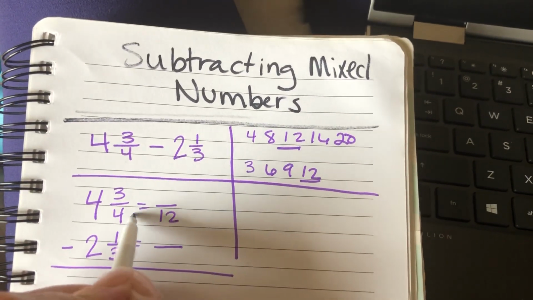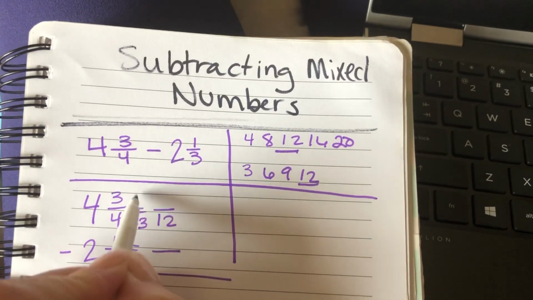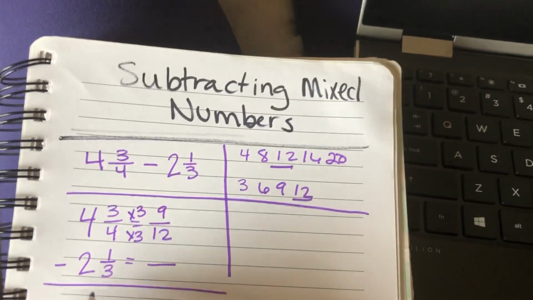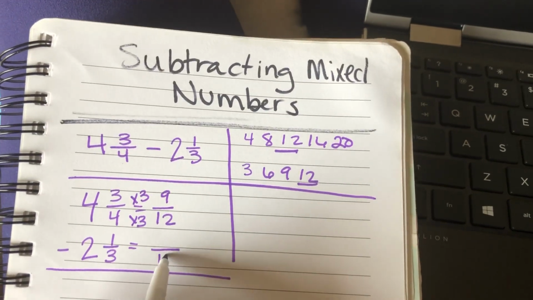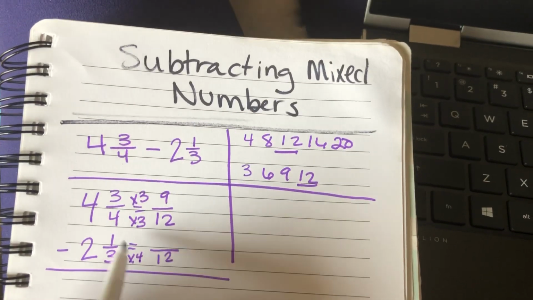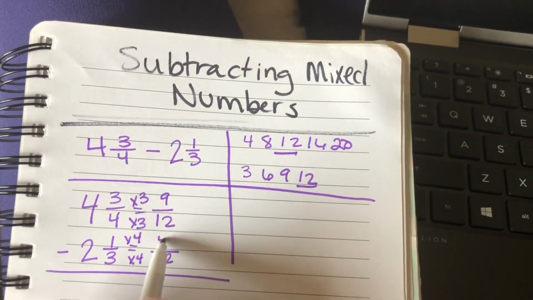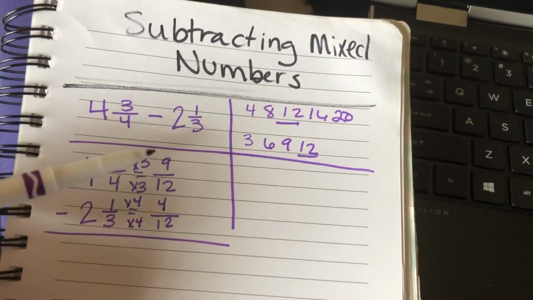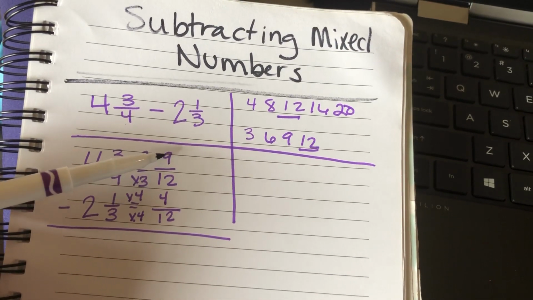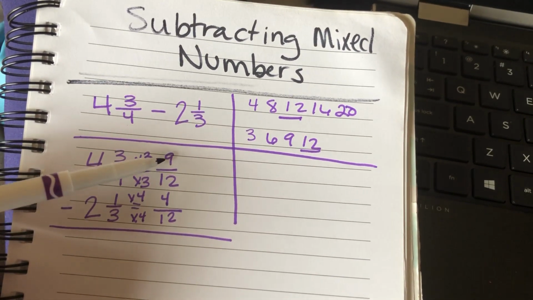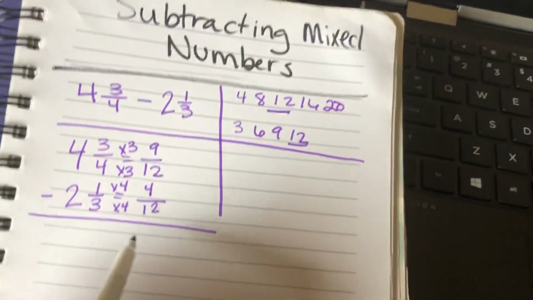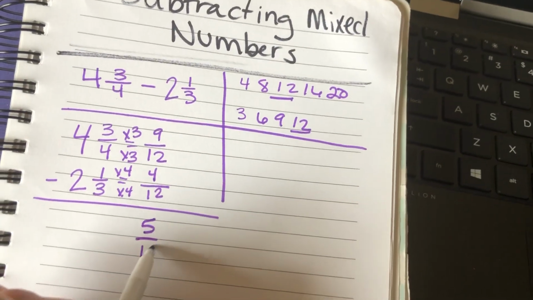4 times what is 12? 4 times 3, so we multiply the same by the top. 9. 3 times what is 12? Well, 3 times 4, so 1 times 4 is 4. Okay, so now we ask ourselves, can we take 4 away from 9? Yes. 9 minus 4 is 5 twelfths.